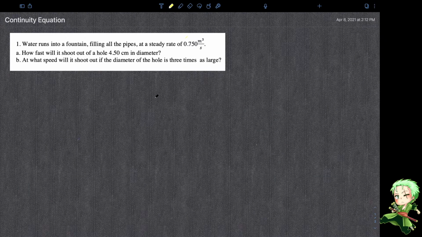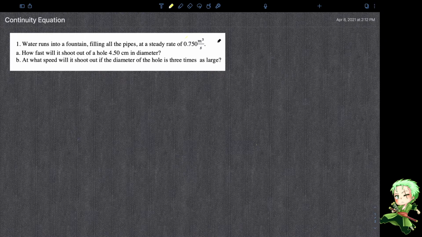First problem on the continuity equation: you have water that is running into a fountain and it's filling all the pipes at a steady rate of 0.750 cubic meters per second. The first question is how fast will it shoot out of a hole that is just 4.50 centimeters in diameter? And the second question is at what speed will it shoot if the diameter of the hole is now 3 times as large as the initial 4.50 centimeters in diameter.